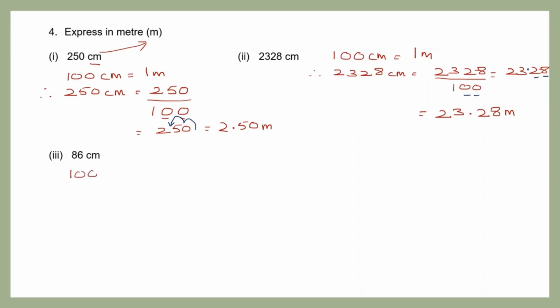So 100 centimeters make 1 meter. Therefore, 86 centimeters will be 86 by 100. So write it as a whole number, 86. Look at the denominator, it has two zeros. So my point moves two places to the left and comes here. So the number before that will be 0. So let me write my final answer, 0.86 meters.